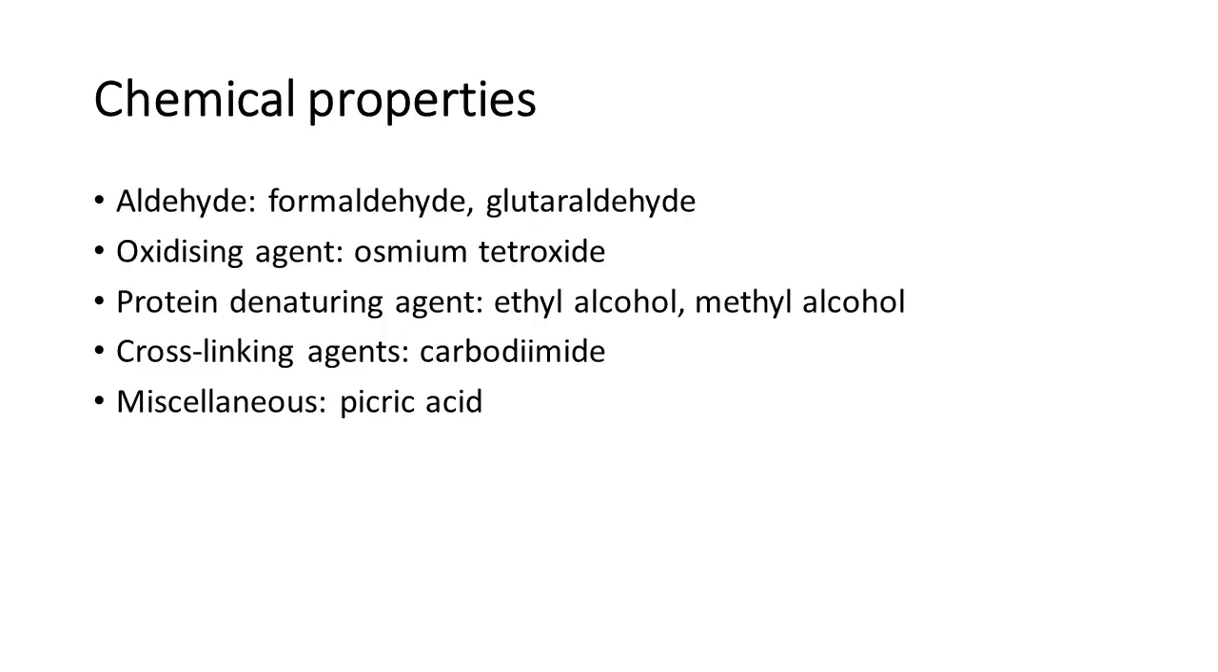So, chemical properties. This is the other method of classification of fixative. So here, aldehydes: normally we use formaldehyde, glutaraldehyde. Oxidizing agents: according to the chemical features, we can divide the oxidizing agent, osmium tetroxide. Other one, protein denaturing agents, for example ethyl alcohol, methyl alcohol. The other one, cross-linking agent, carbodiimide. Other one, miscellaneous, picric acid.